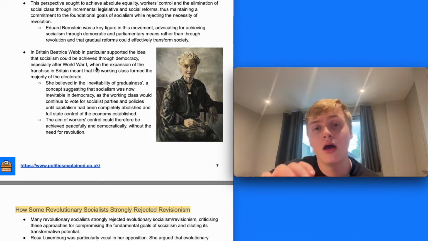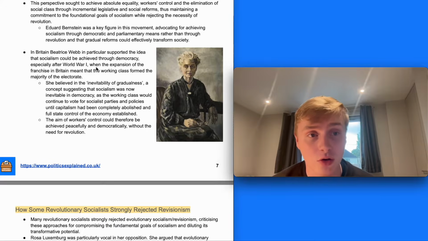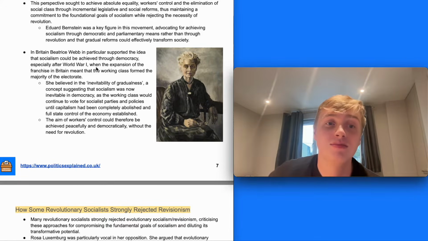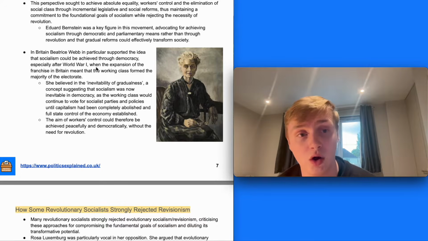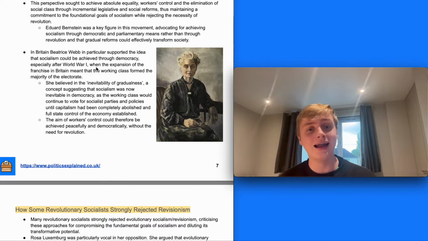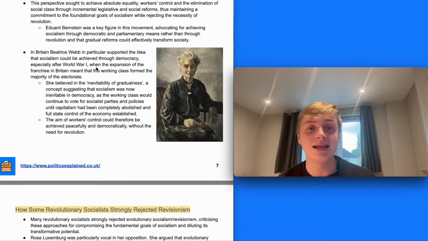And in Britain, Beatrice Webb was really key to supporting the idea that socialism could be achieved through democracy, especially given the context after World War I, when the expansion of the franchise meant that there was now a majority of the working class in the electorate. And as a result, she advocated for a view of the inevitability of gradualness.